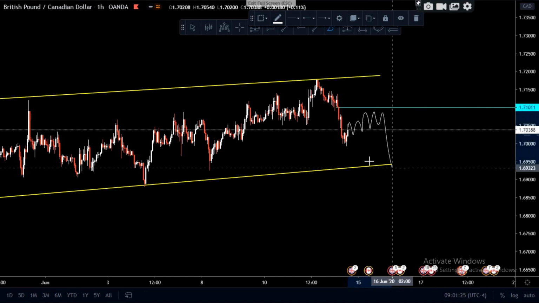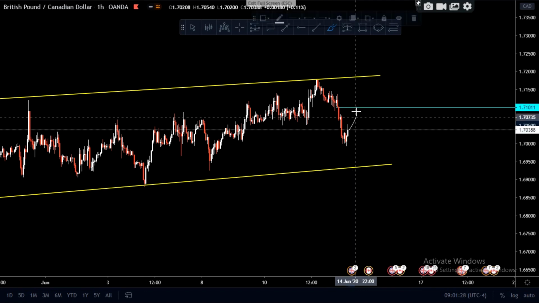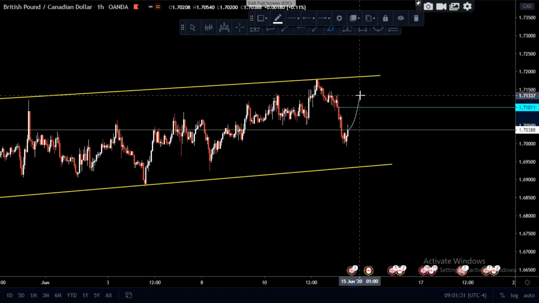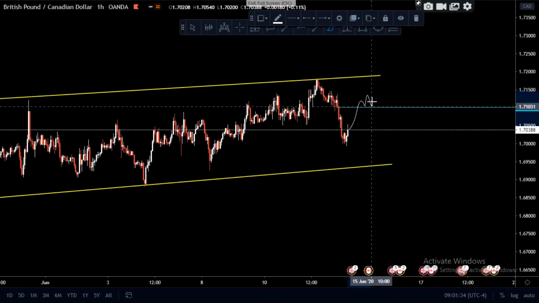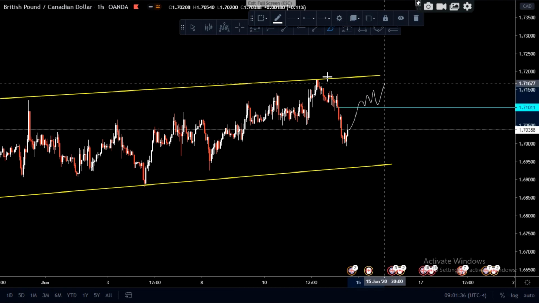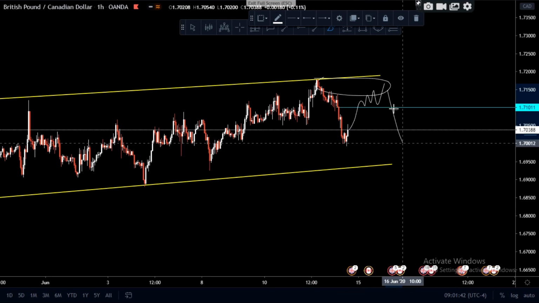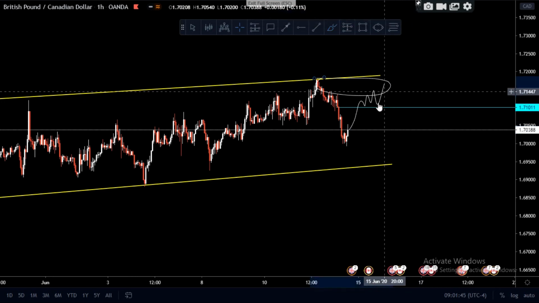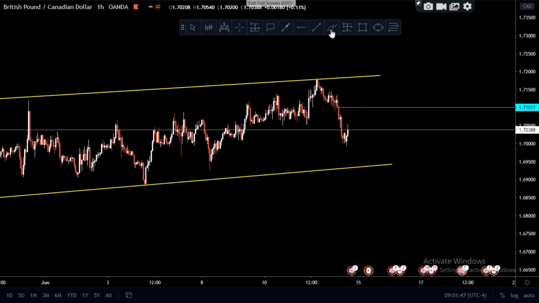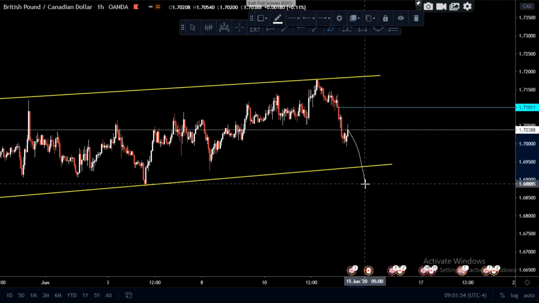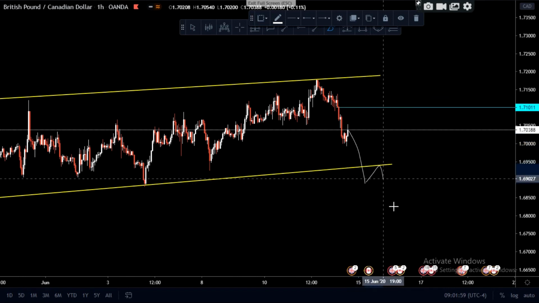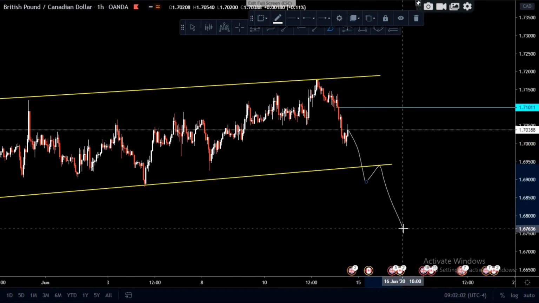Or for example, if this just comes, breaks here and starts correcting, we will now be having what? A double top formation. We'll be looking to capitalize on it, going all the way to the downside. That's how it will be. For example, if price from here shoots all the way to the downside, now it broke our second trend line, we'll be looking for a retest. Then that's when we'll take our sell opportunities.